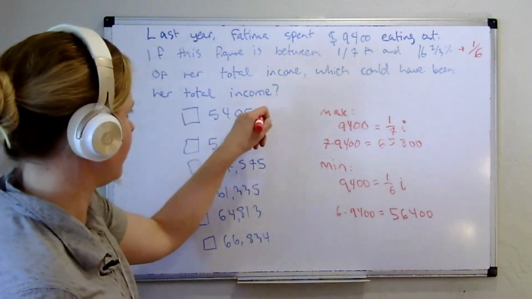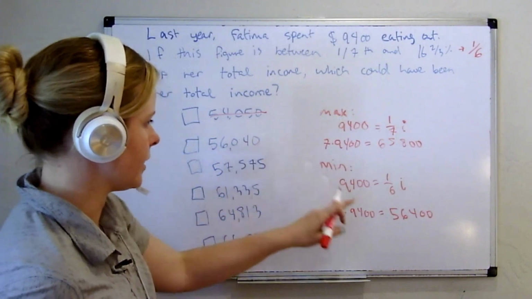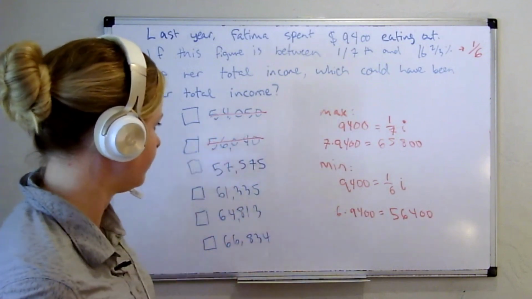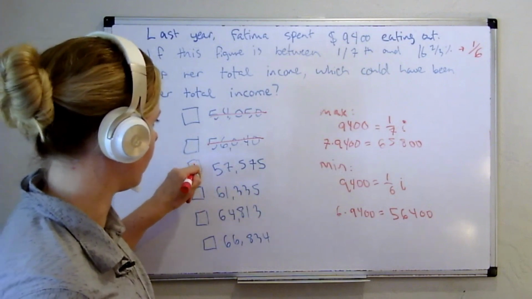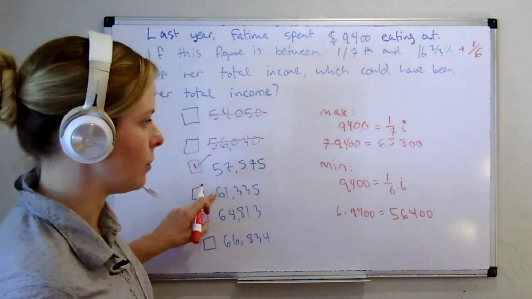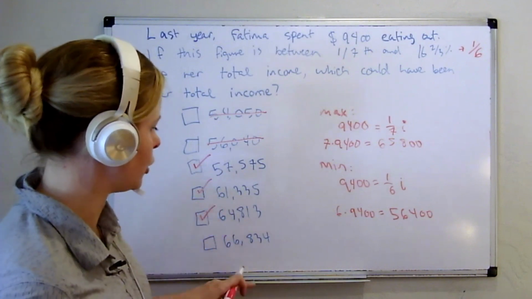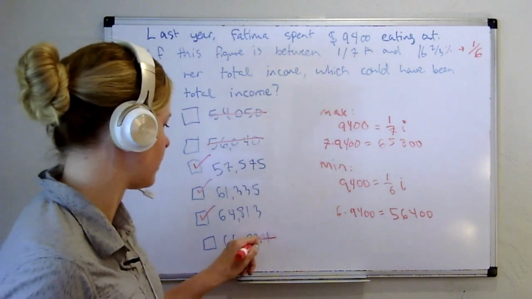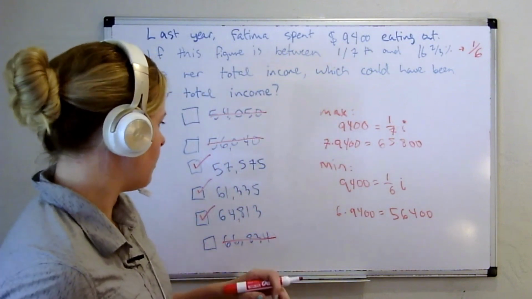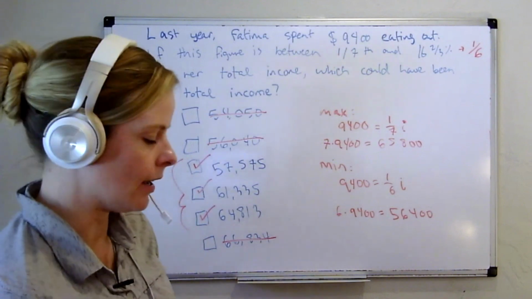So minimum is 56,400, so 54,000 below that. 56,000 and just $40 is below our minimum, so that is out. 57,000 and change, yep, that falls within our range that we want. 61,000, that falls within our range. 64,000, that falls within our range. 66,000, too high, it's above our maximum, so does not fall within our range. So with that, we know that it's these 3 answer choices that are the correct ones, and we have solved our final problem.